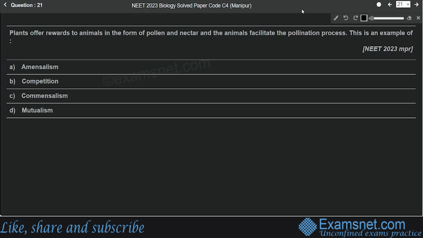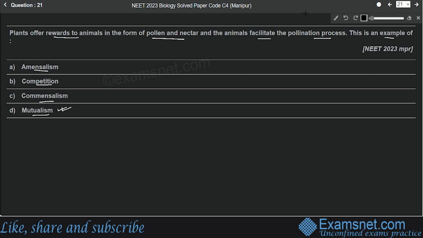Question number 21 is from the chapter Organisms and Population, and the question is: plants offer rewards to animals in the form of pollen and nectar, and the animals facilitate the pollination process. This is an example of. Options are amensalism, competition, commensalism and mutualism. So the correct answer will be mutualism, right?